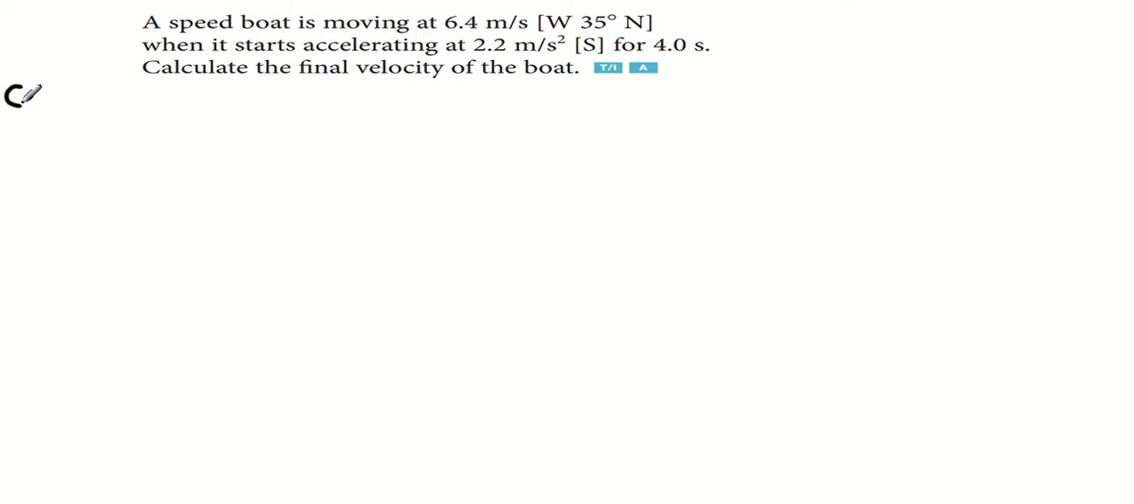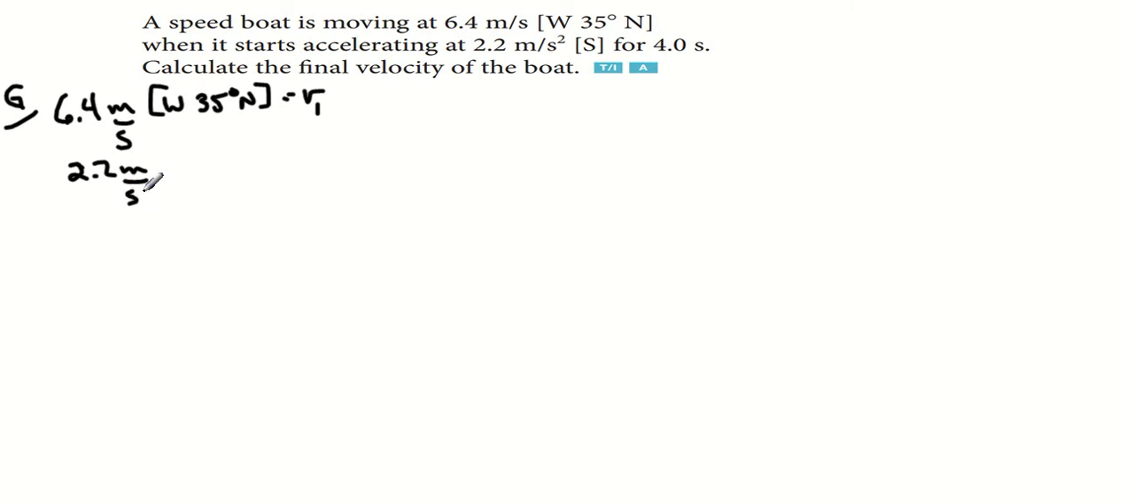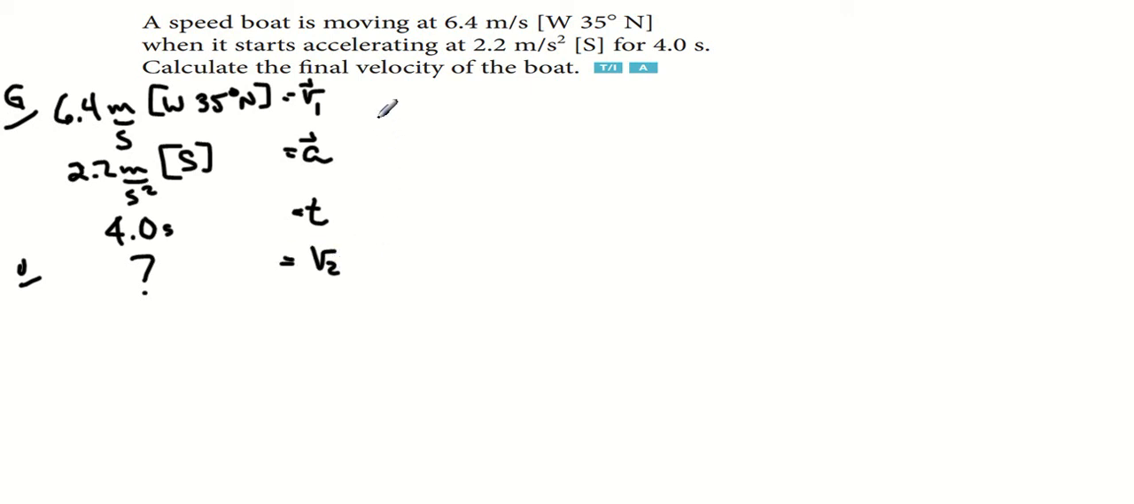Okay, so let's start by writing out some givens. Our givens are 6.4 meters per second, west 35 degrees north, and that was equal to v1. The acceleration is also given there at 2.2 meters per second squared, and that had a direction of south, and that was equal to our acceleration. Please make sure you put the vector hats on here so you know that these are vectors, because it's pretty important. And finally, this all occurred over a period of 4.0 seconds, and that was therefore our time. The unknown that we had in this equation was what is v2? So our unknown here is what is v2?